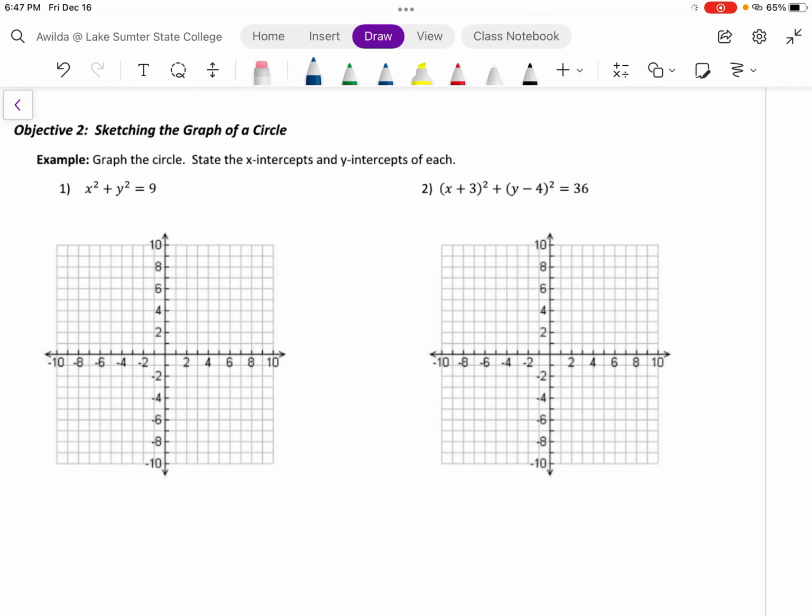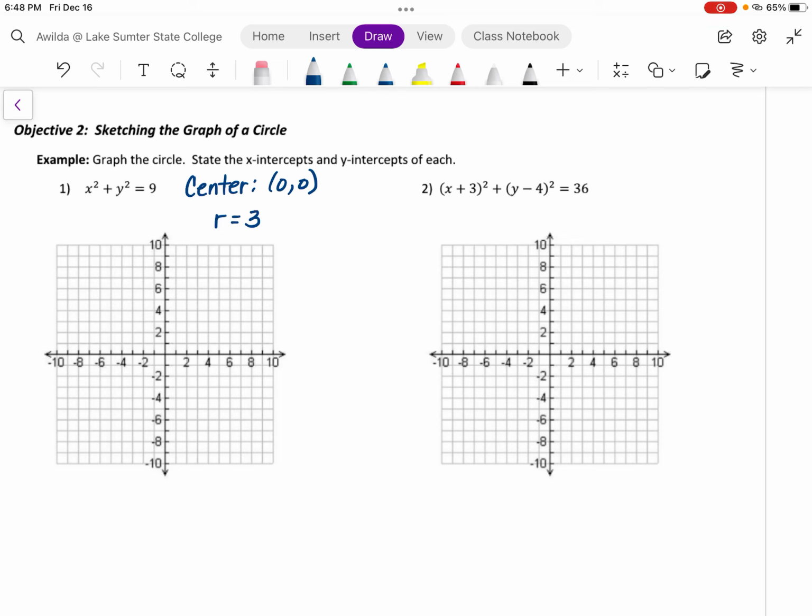Lastly, let's practice how to sketch the graph of a circle given its equation. This is actually quite simple once you understand how the equation relates to the anatomy of a circle. In this first example, we have x squared plus y squared is equal to 9. The center is clearly the origin. The radius, when squared, is 9, so the radius itself must be the square root of 9, or 3.